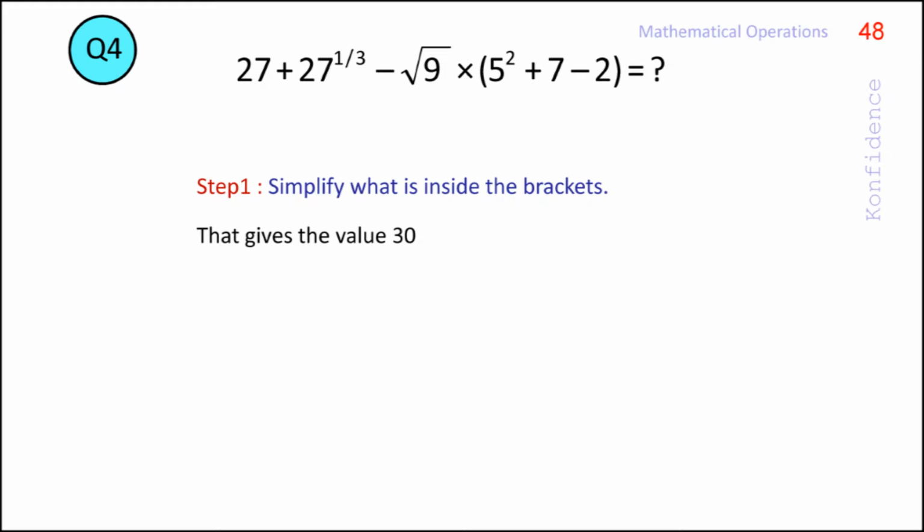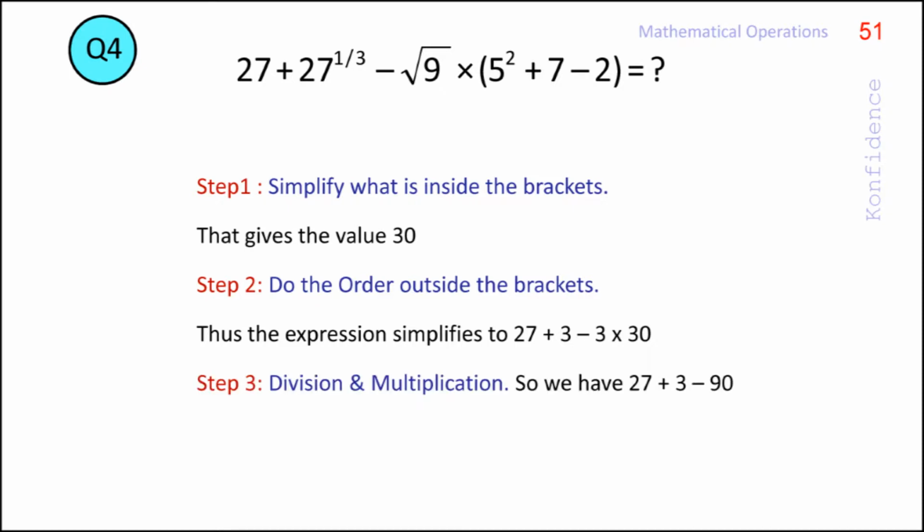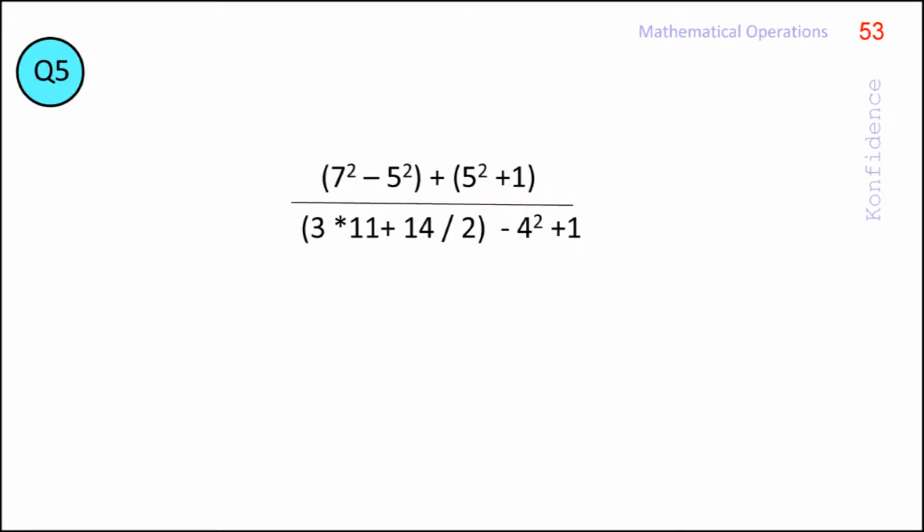When we simplify what is inside the brackets, we get 25 plus 7 minus 2, which is 30. Then we do the order or the index operations outside the brackets. Thus the expression simplifies to 27 plus 3 minus 3 into 30. Now we do the multiplication 3 into 30 before addition or subtraction. So we have 27 plus 3 minus 90. Thus the value turns out to be minus 60.